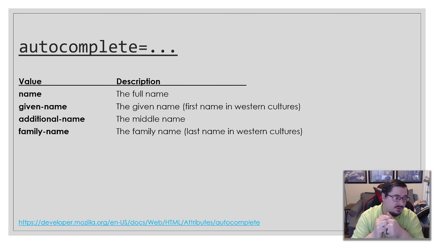Middle name, any sort of middle name is going to show up as an additional name. So you're going to use this token, this setting for autocomplete. You're going to say autocomplete equals name, autocomplete equals given name, etc. to specify what it should fill with.